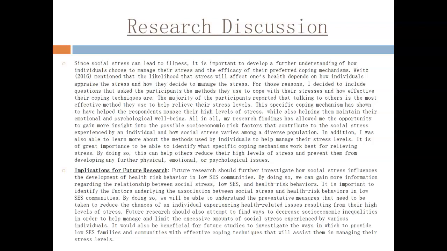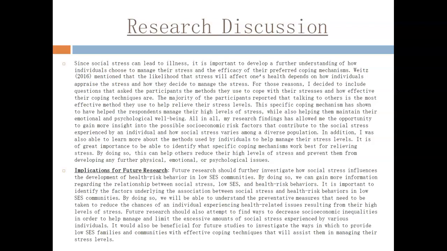In addition, I was also able to learn more about the methods used by individuals to help manage their stress levels. It is of great importance to be able to identify what specific coping mechanisms work best for relieving stress. By doing so, this can help others reduce their high levels of stress and prevent them from developing any further physical, emotional, or psychological issues.